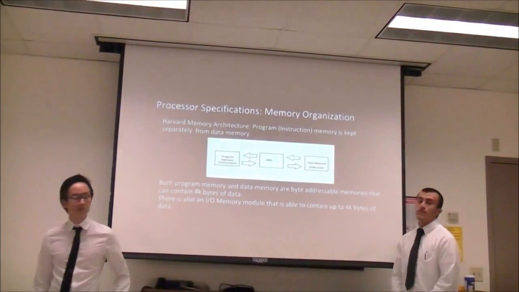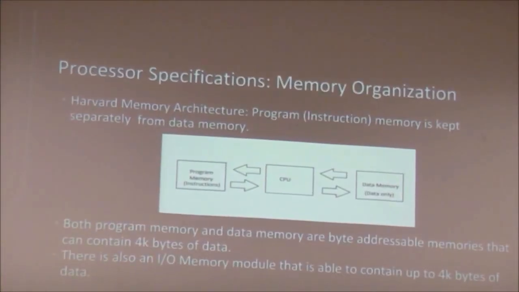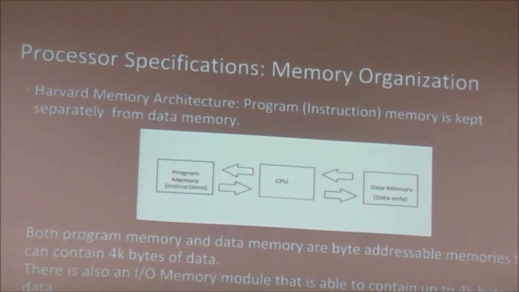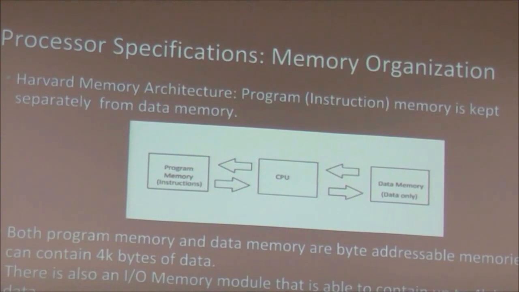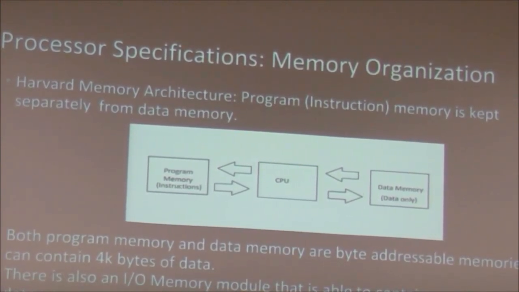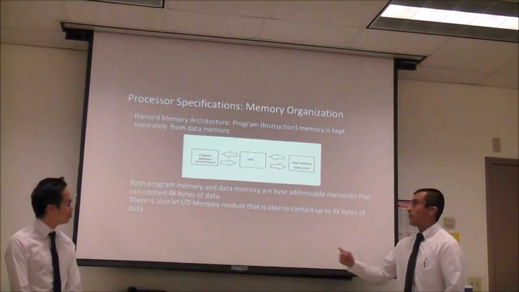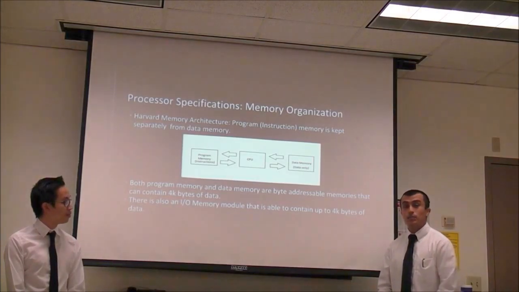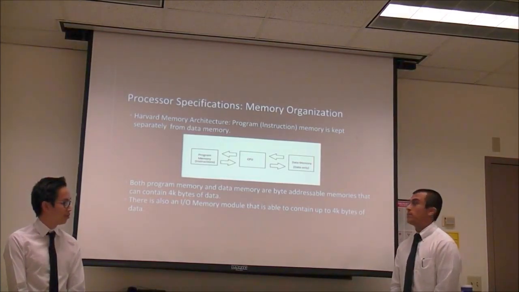So into our processor specifications, memory organization, we are using a Harvard memory architecture instead of von Neumann. So Harvard means that we have 2 memory diagrams, as you can see right here. It's separated from each other, unlike the von Neumann, which has instruction memory and data memory together. Both our memories right here are bit addressable, and they contain up to 4K bytes of data, and that also includes our I/O memory.